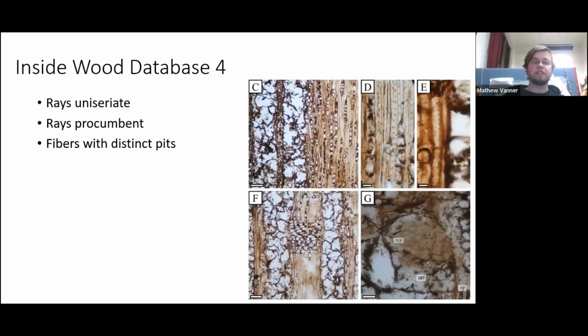In this sample, the rays are uniseriate. All the ray cells are procumbent. It means they're lying on the side. You can see here they kind of look like they're oblongs but lying on their side, and you can see that you have fibers with quite distinct pits.